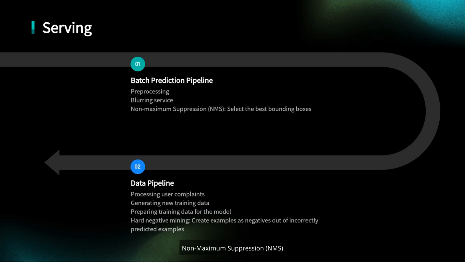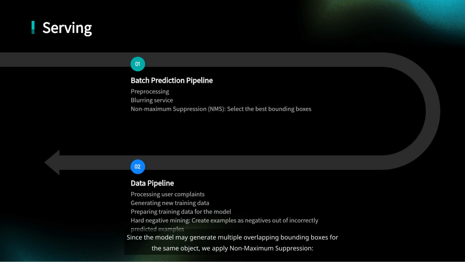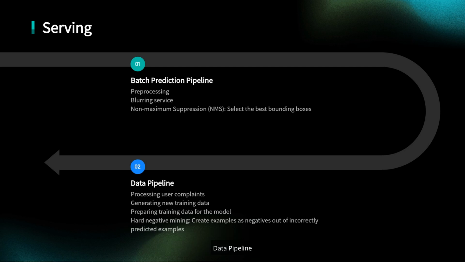Non-maximum suppression, NMS. Since the model may generate multiple overlapping bounding boxes for the same object, we apply non-maximum suppression. NMS removes redundant boxes by keeping only the highest confidence box per object. It helps clean up predictions and ensures we don't overblur or underblur. This entire batch pipeline runs on massive clusters, often in distributed fashion, to process millions of images per day.